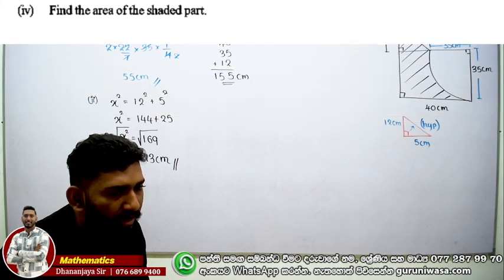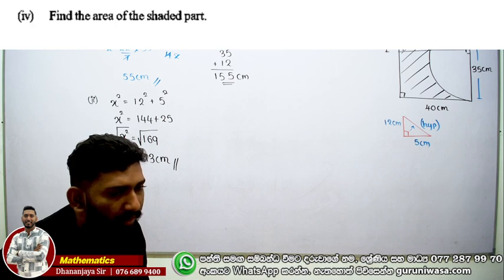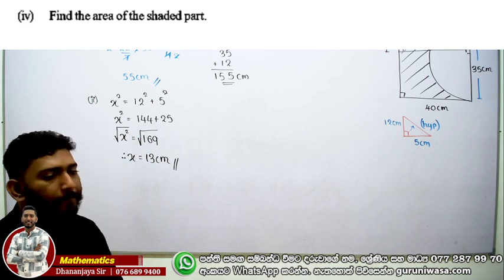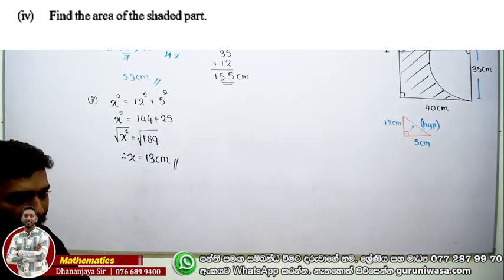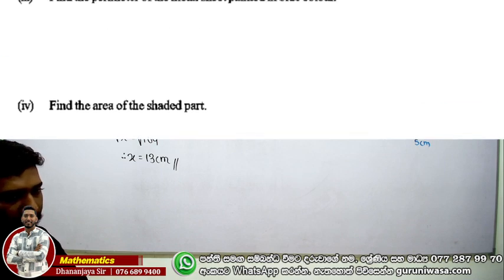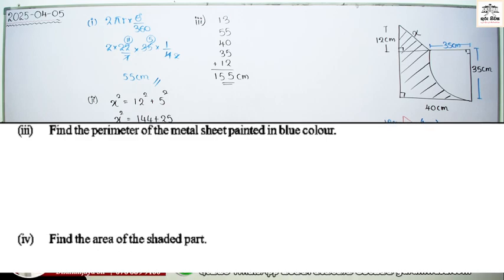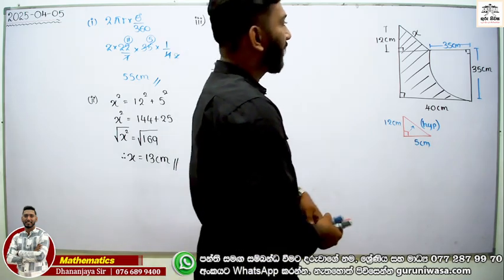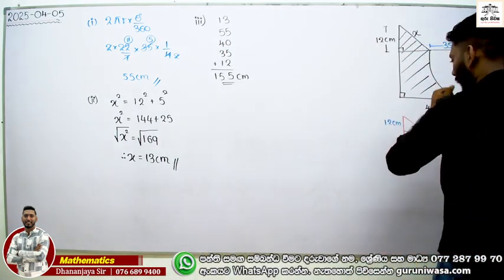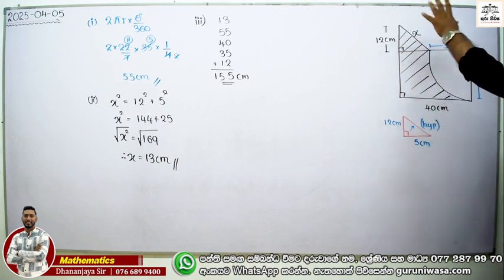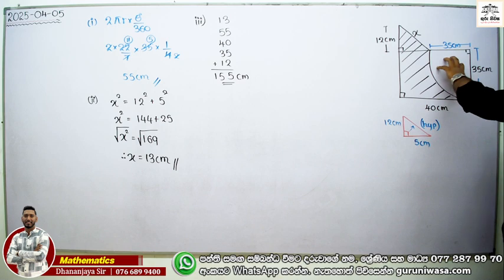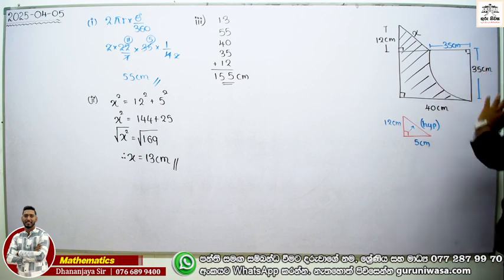Find the area of the shaded part. Now find the area of the shaded part. Hurry up. Think about the method. To find the area of the shaded part, find the area of the whole portion, then subtract the area of the sector from it.